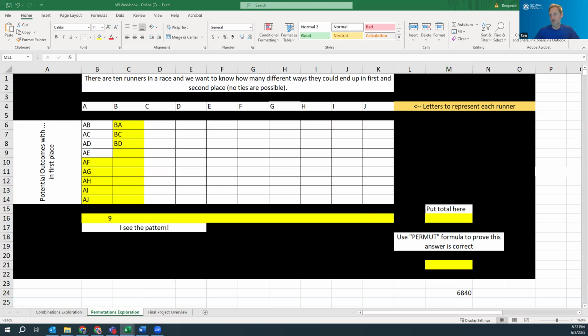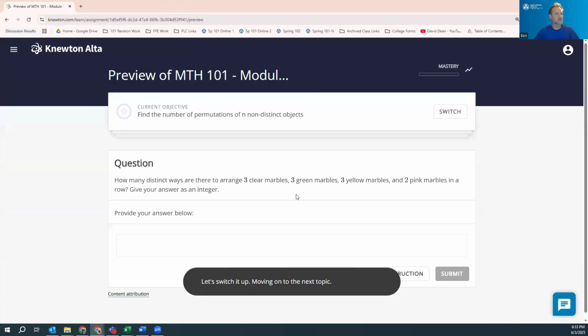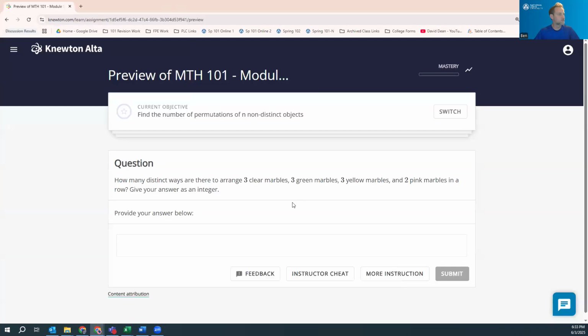So I just brought up an example from Newton just to kind of connect it to that situation. So how many distinct ways are there to arrange clear marbles, green, yellow, pink? And so as we're thinking about how many, we're going to put them in a row.